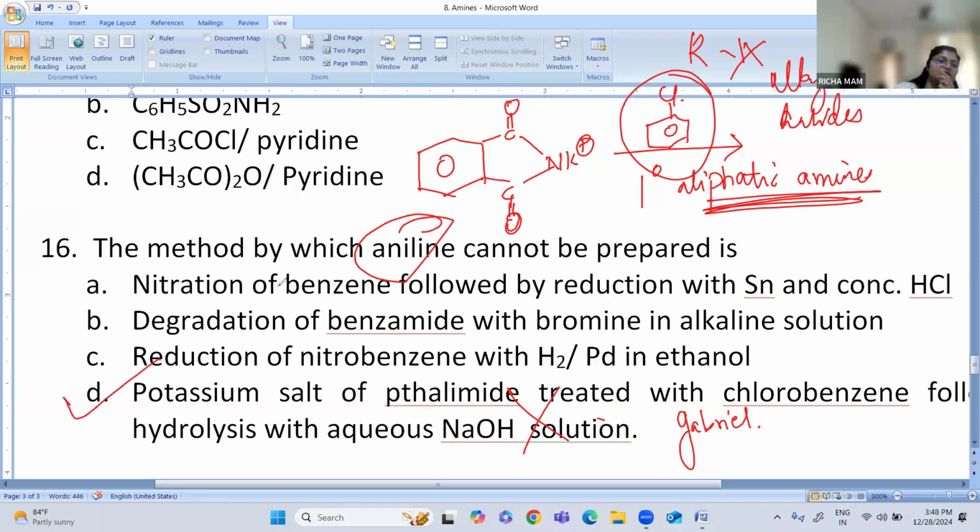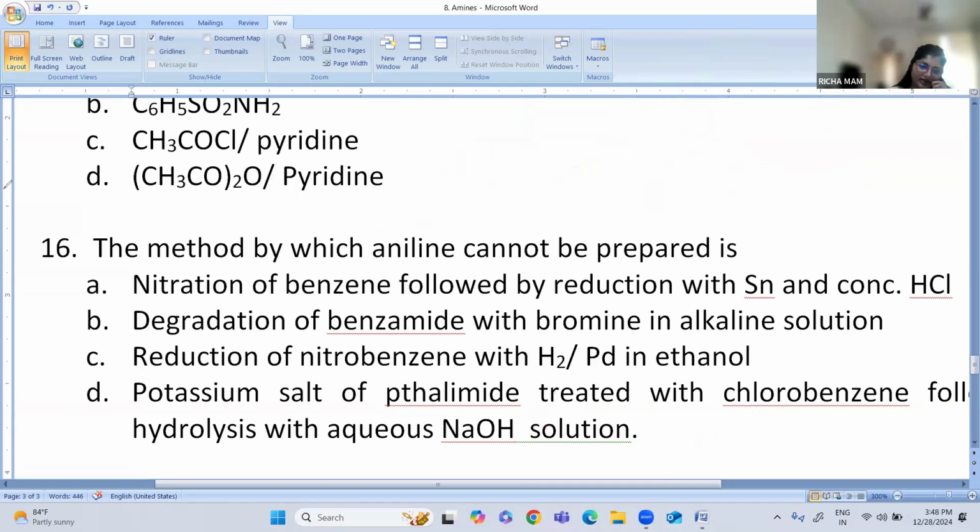So the fourth option, using potassium salt of phthalimide treated with chlorobenzene followed by hydrolysis with aqueous NaOH, I cannot prepare aniline. But by the other three methods, I can prepare aniline. Right? Is it clear? Yes, ma'am.